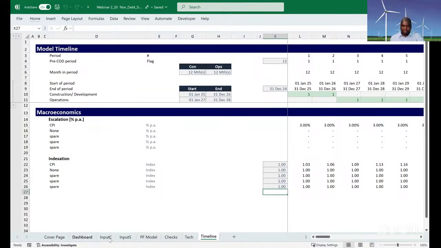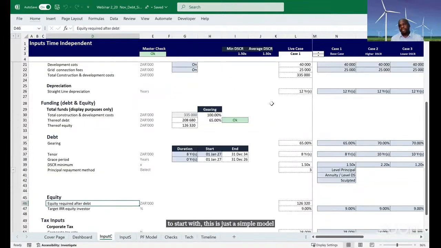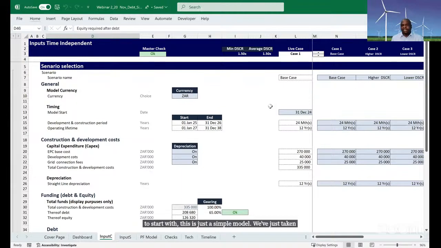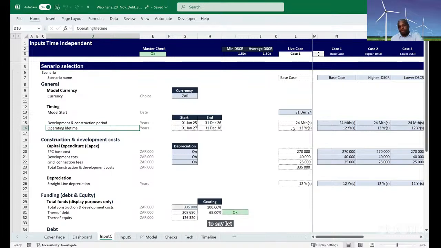So to start with, this is just a simple model. It's a wind farm of 20 megawatts. We are just saying it has 2 phases. You see that it has the construction phase and the operations. We have put it very simply: let it be 2 years of construction and 12 years of operation, just for simplicity. And you shall see that the model has 5 cases.